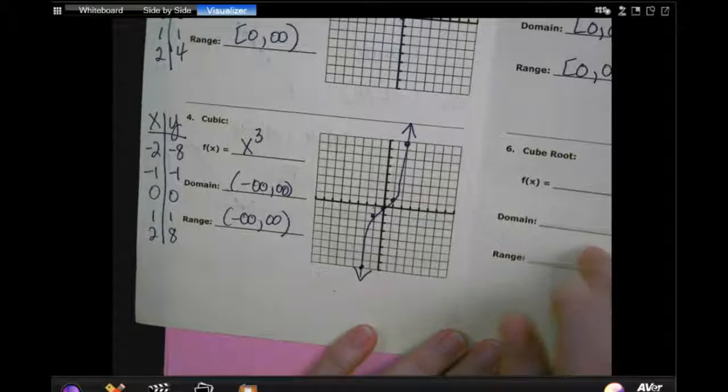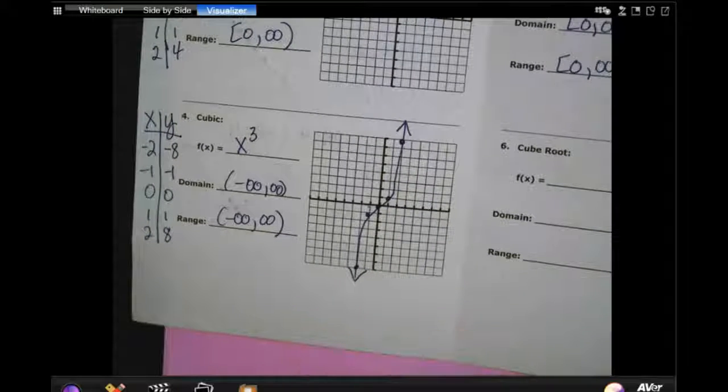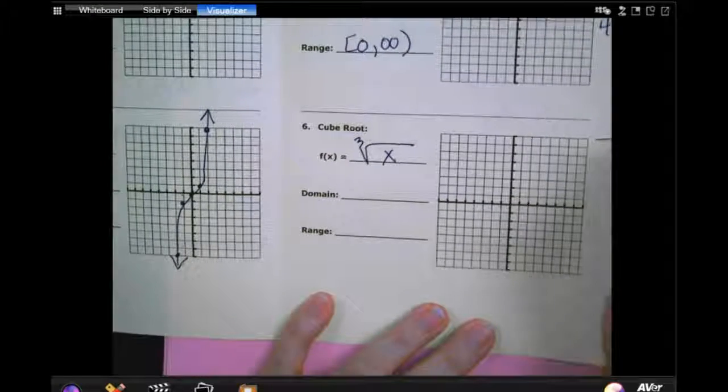So if the cube root is the inverse of a cube, what's going to happen to the function? It's going to have to switch, right? It's going to have to lay down. So this one looks like this. It's the cube root of x.